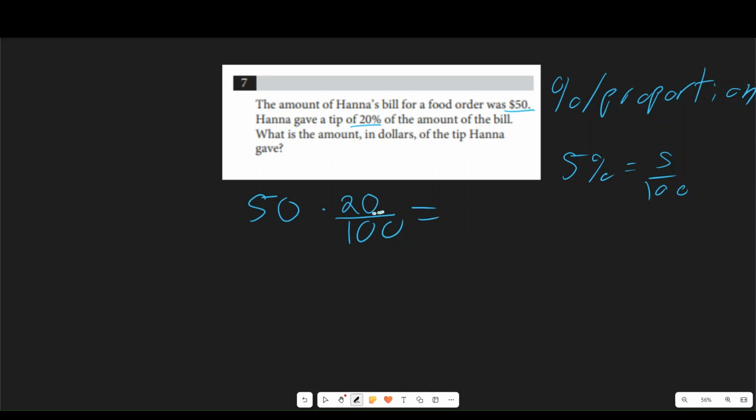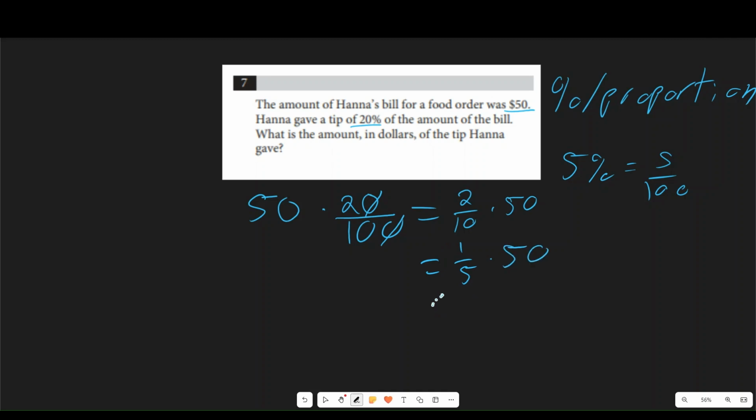Well, this becomes really easy because we can factor out a 10 in common to both the 20 and the 100. So we can just cross out that zero, cross out that zero. We're left with then 2 over 10 times 50. And again, we can simplify this a little bit more. And that's going to be 1 over 5 times 50.